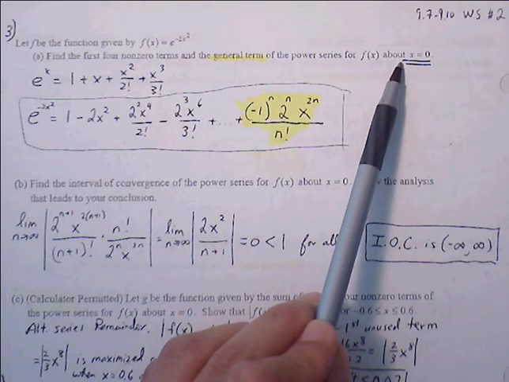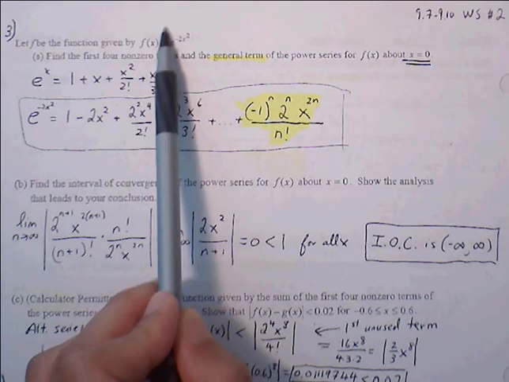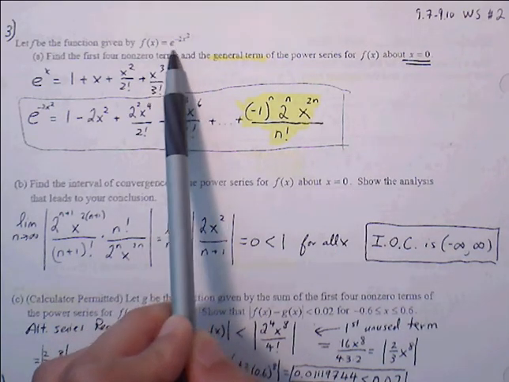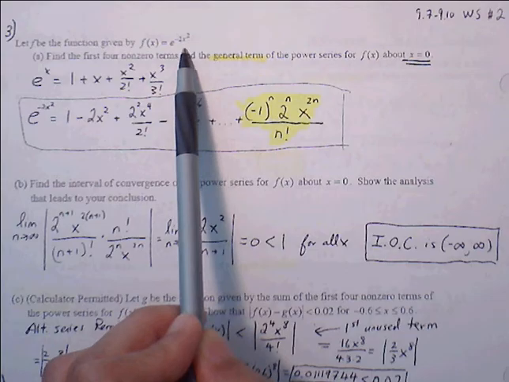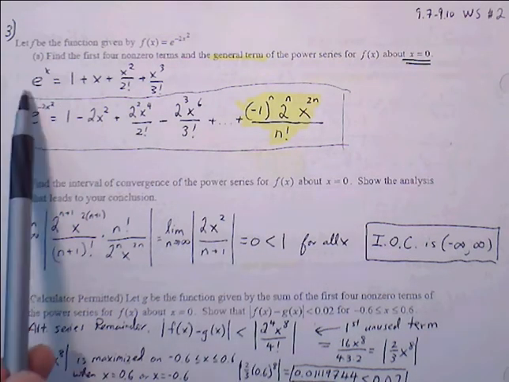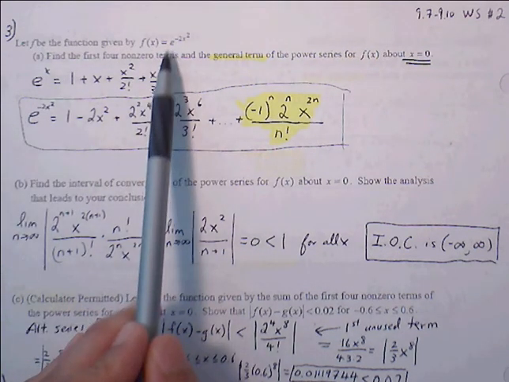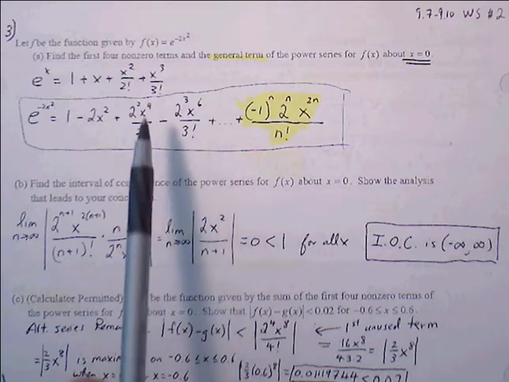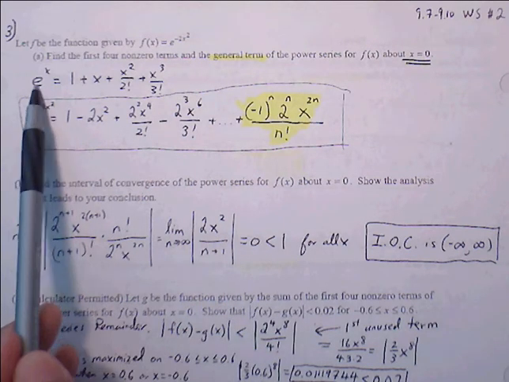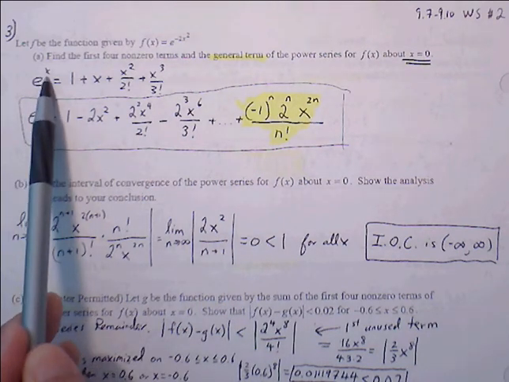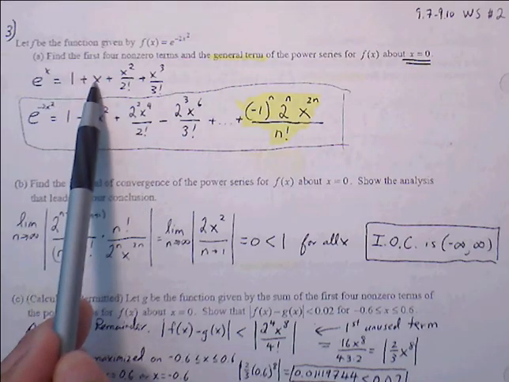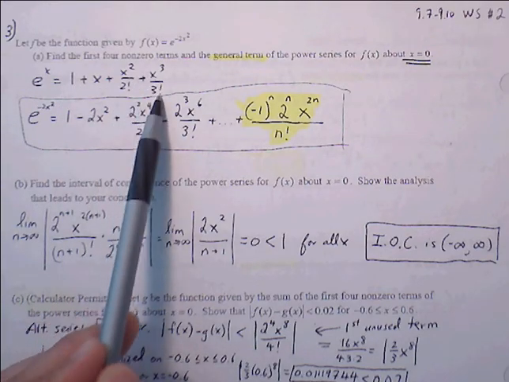About x equals 0, so we're dealing with Maclaurin series. Okay, so we can build this from something that we know. This is kind of coming from the parent series e to the x, and we know the series for e to the x, first four terms, is 1 plus x plus x squared over 2 factorial plus x cubed over 3 factorial.